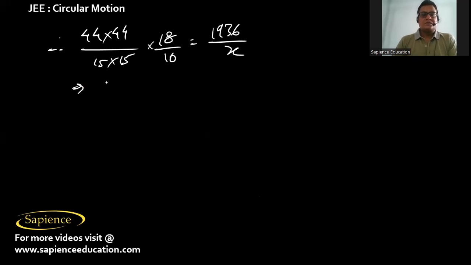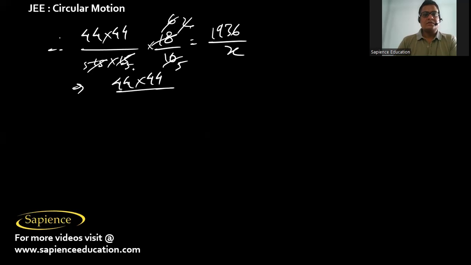So this will be how much? This will be 3 5s are 15, 3 6s are 18, 3 5s are 15, 3 2s are 6, then 2 5s are 10. So this will be 44 into 44 divided by 125. And now that is equal to 1936 by x.